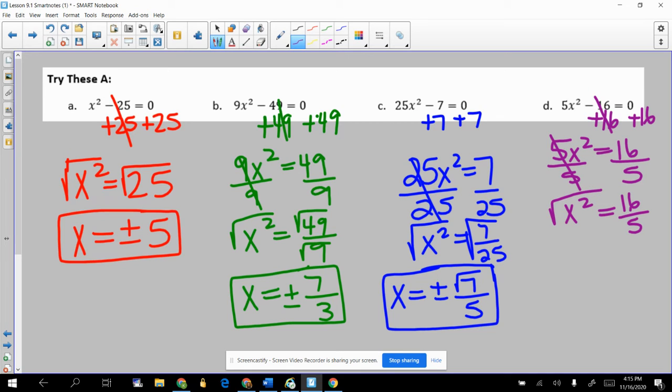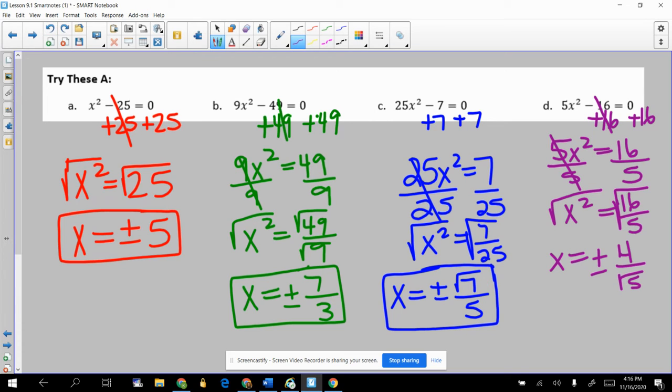So then I go ahead and I take the square root. And again, that's like taking the square root of the top and the square root of the bottom separately. So square root of x squared is x. Square root of 16 is going to be 4. But square root of 5 is just like the square root of 7 in the last example. It's just going to be left as square root of 5.